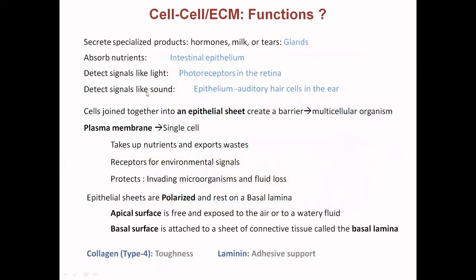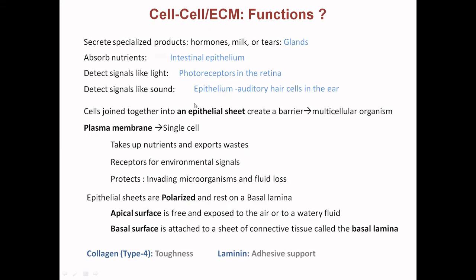These epithelia secrete specialized products like hormones, milk and tears from the glands, absorb nutrients in the intestinal epithelium, detect signals like light in the photoreceptors, the rods and cones found in the retina, and detect signals like sounds in the auditory hairs of the internal ear epithelium.